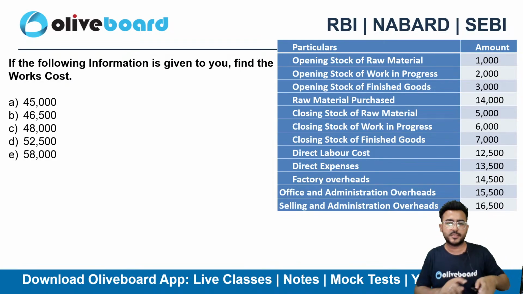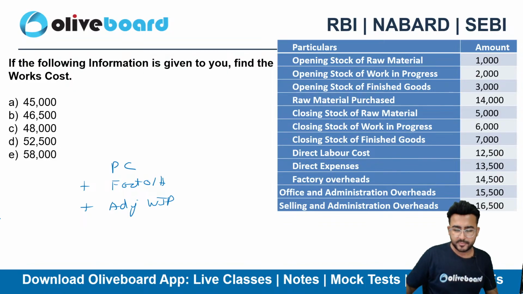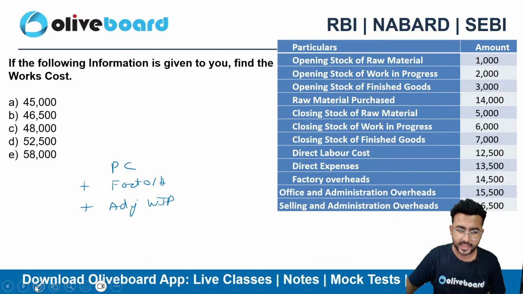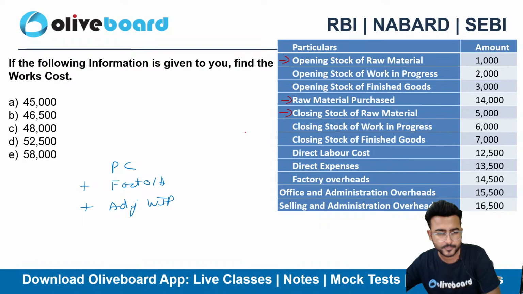What is work cost? Prime cost plus my factory overheads plus the adjustment of WIP. So can I calculate my prime cost? Yes, I can easily calculate. I do have opening stock of raw material, raw material purchase, closing stock of raw material. So these three things will give me my raw material consumed here.